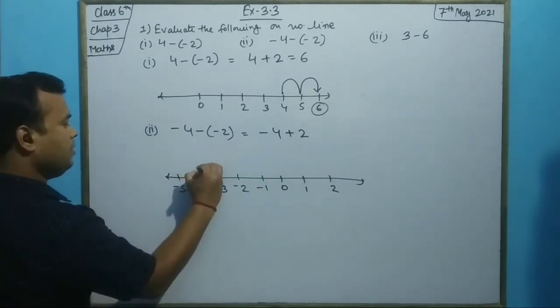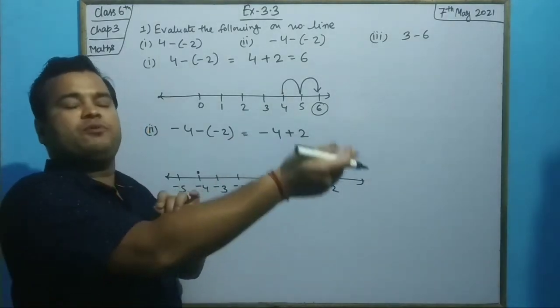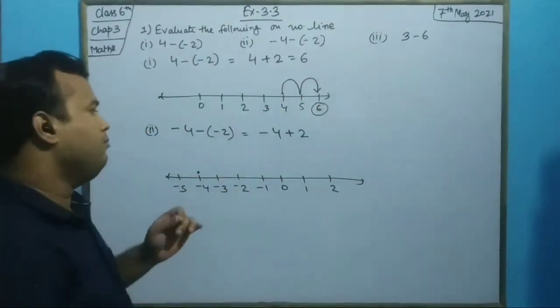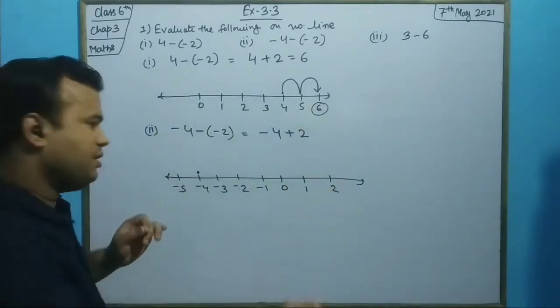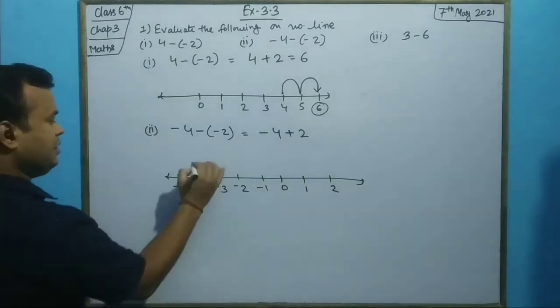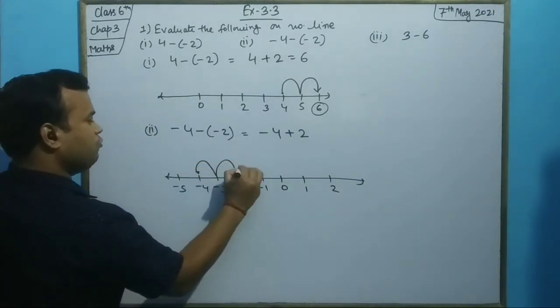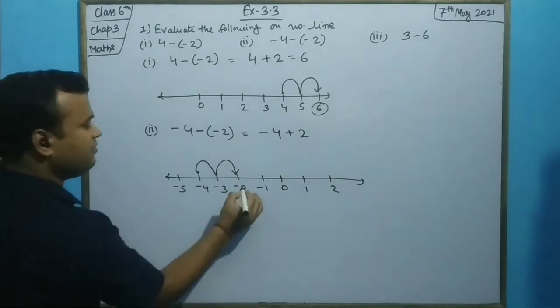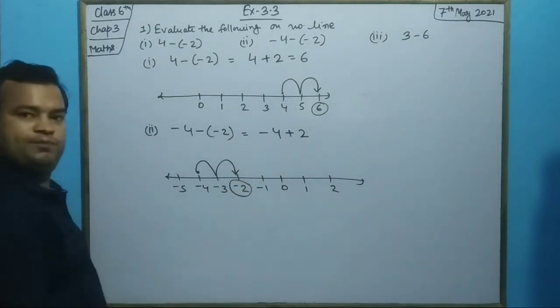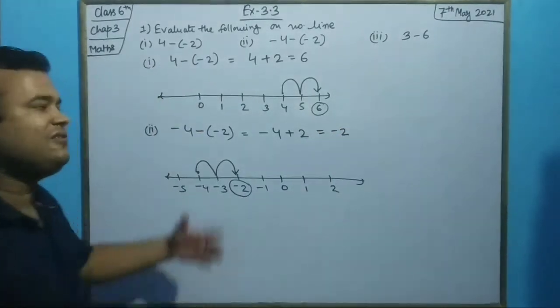I have told you that when we add anything, we move towards the right hand side on the number line. Plus 2 means we have to move by 2 units. 1 and then 2. So where have we reached? Minus 2. So the answer will be minus 2. Let us see the third one.